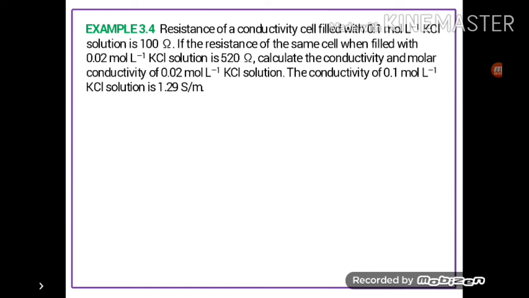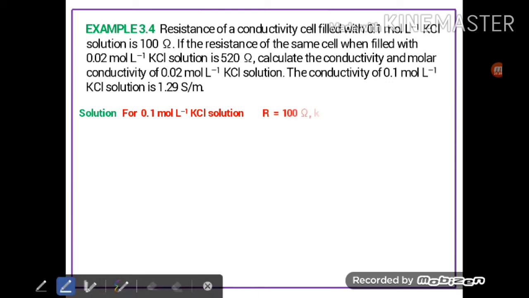So in this question, students, first find the given things, means which values are given. Here we have two types of solution. First is the 0.1 mole per liter KCl solution, and second is the 0.02 mole per liter KCl solution.